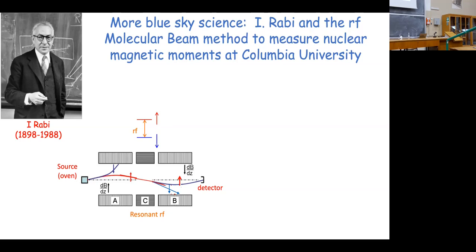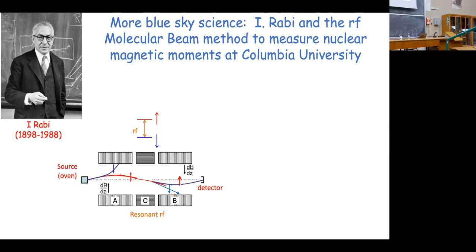The detector is a hot wire, a metallic wire. When the atoms or the molecules hit this wire, electrons are ejected and there is an electric current. And by measuring the electric current, he can know what is the flux of particles which reach the wire. So this is a kind of improved Stern setup, but the real innovation is what happens in zone C in the middle. In zone C, he applied a microwave, a resonant radio frequency field.